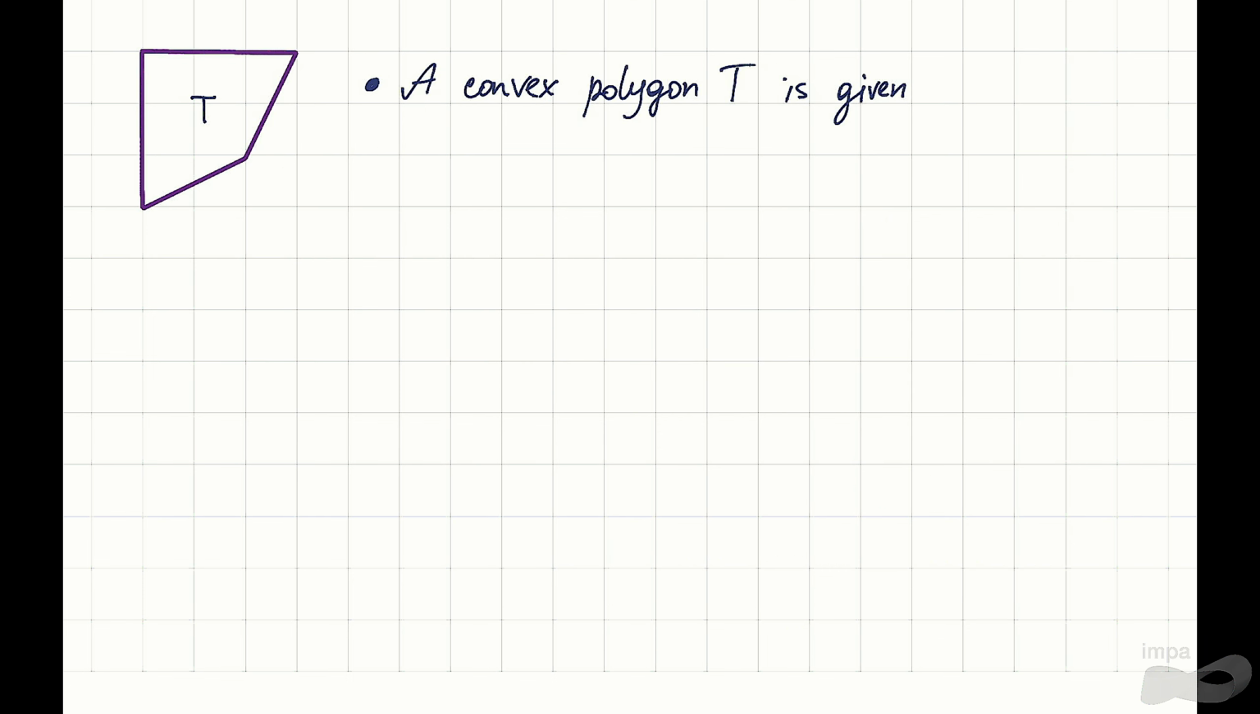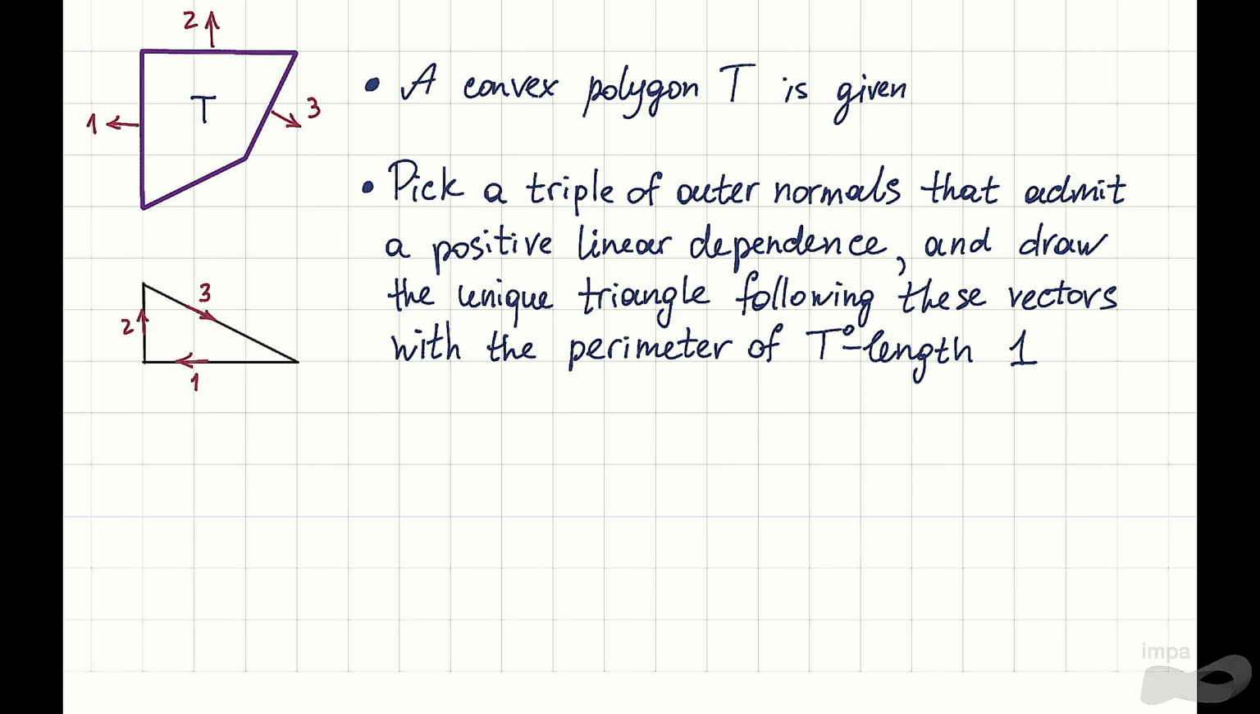All right, so now I'm going to formulate what this set of distinguished triangles is, explicitly. You have a given convex polygon, which is the dual unit body of the norm. You can forget about the norm geometry from now on, because I'm just going to explain very explicitly how you draw these triangles, which you want to translate to minimize their convex hull. You do the following thing. For every triple of outer normals that have a positive linear dependence, so there is a positive linear combination of them equal to 0, let's draw the unique triangle following these vectors in the same order. And I want the perimeter of this triangle to have T-length 1.